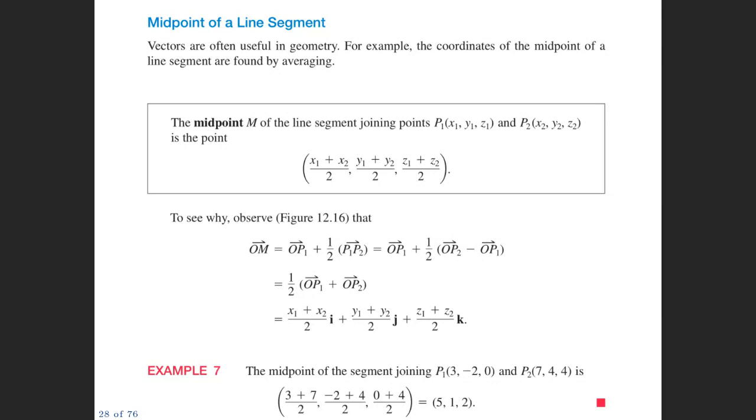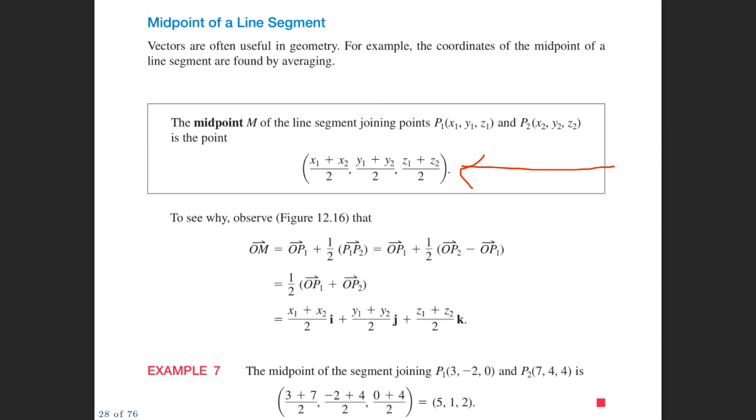If we wanted to find the midpoint of some line, let's suppose we have some line segment which joins P1 and P2. And let's suppose we wanted to find the exact middle point of this line. Then we could use the formula that the midpoint is x1 plus x2 over 2, y1 plus y2 over 2, z1 plus z2 over 2.